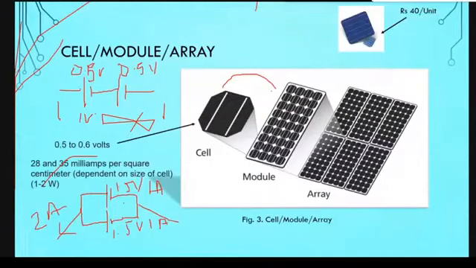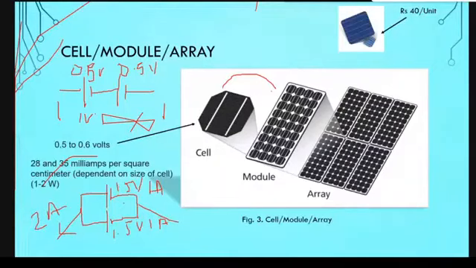So you can say that cell, module, and array are all photovoltaic energy providing elements. All will convert solar energy into electrical energy. The smallest unit of this photovoltaic system is the cell. Through cells, you can obtain a module, and through modules, you can obtain an array.